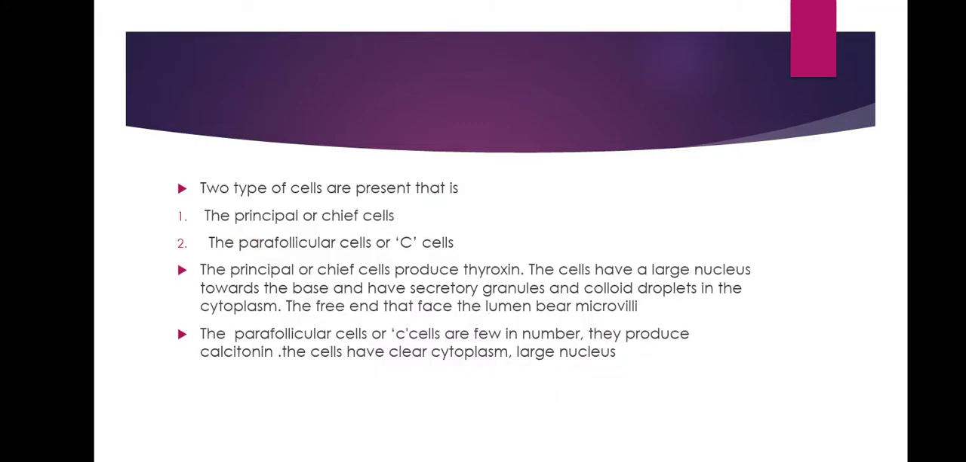Moving to the next one, that is parafollicular or C cells. They are very few in number. They produce calcitonin. The calcitonin is also known as thyrocalcitonin, which controls the blood calcium level and it also controls the hypercalcemia. The cell have a clear cytoplasm and a large nucleus.